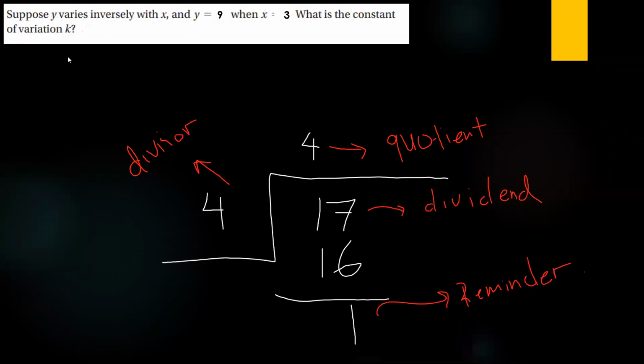Now, suppose y varies inversely with x, and y is 9, x is 3. What is the constant of variation, k? Now, if we have here varies inversely, that means I'm talking about inverse variation. For the inverse variation, remember that the equation is y equals k over x. Why do we call it inverse? To remember it, if I increase x, y will decrease. That's why we call it inverse variation.